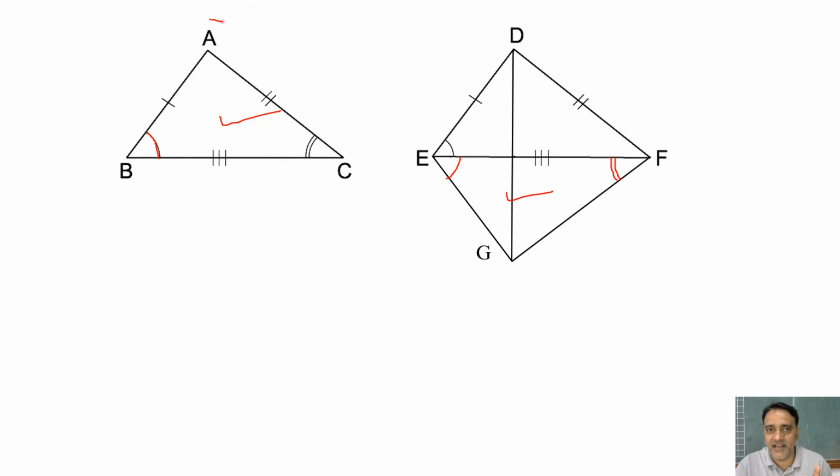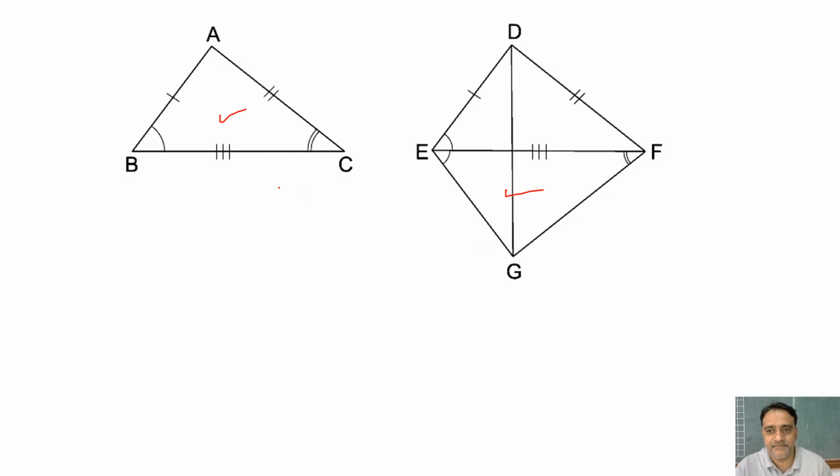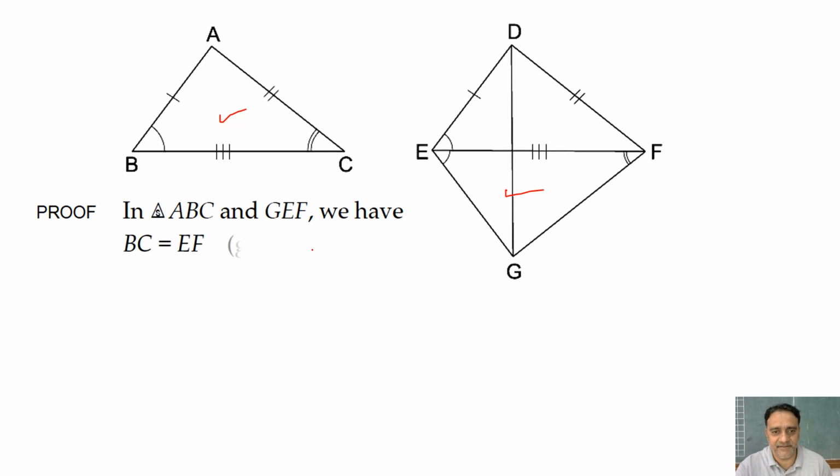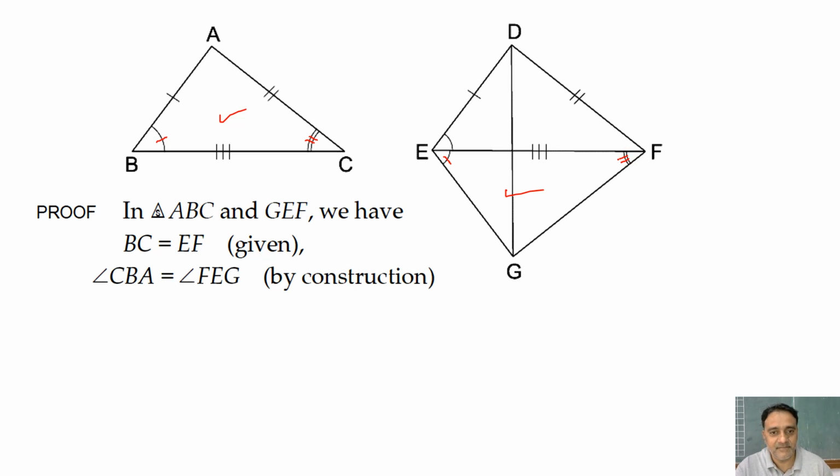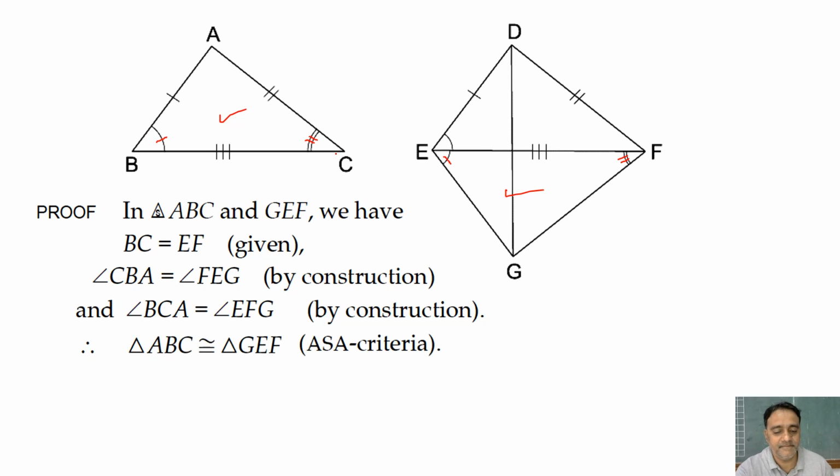Now we are going to prove this triangle is congruent to this triangle. What is our main target? To prove these two angles equal, angle A and angle D. For that, first we will prove these two triangles are congruent. Okay, so let us start. In triangles ABC and GEF, BC is equal to EF. It is given. Okay, and this angle is equal to this angle by construction, and this angle is equal to this angle by construction. So therefore these two triangles are congruent by which criteria? ASA. Okay, any doubt here? No, sir.